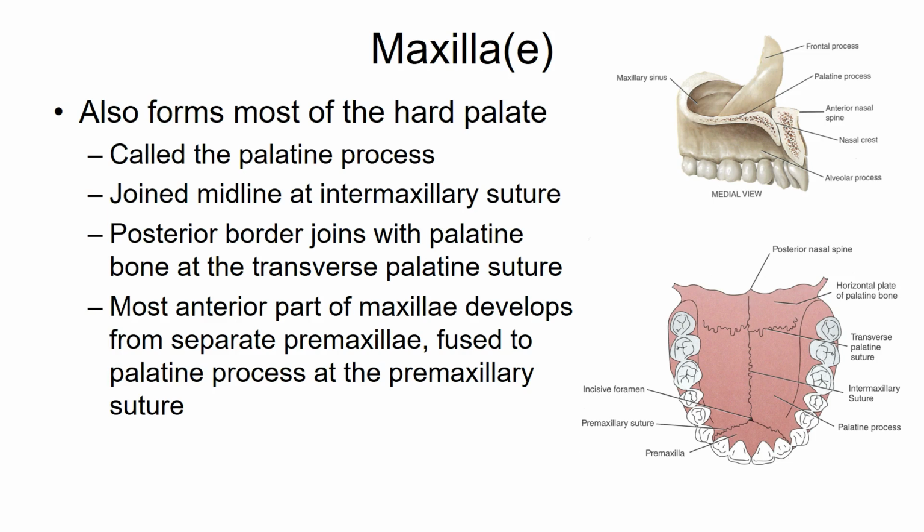At the posterior part of the palatine process, there is a join with the palatine bone. So the palatine bone does make up part of the hard palate, but it's actually the maxilla that makes up most of the hard palate. The anterior-most part of the maxilla develops from a separate bone called the premaxilla. These fuse together at the premaxillary suture to create the entire adult palate.